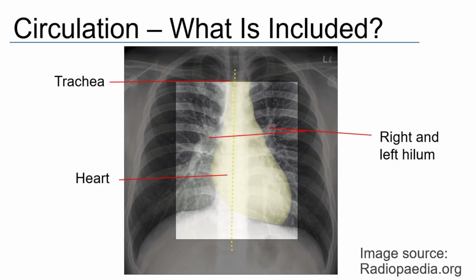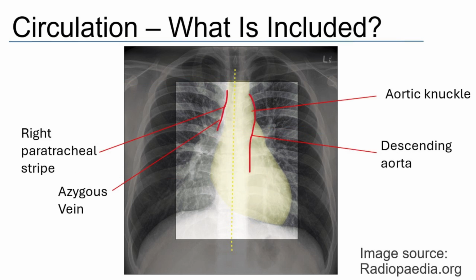What is included in circulation? Circulation is mainly focusing on the heart and the mediastinal contours. So we have the heart, the left and right hilum, the trachea, which we've mentioned in previous videos, the aortic knuckle on the left-hand side, the descending aorta, the right paratracheal stripe, and the azygous vein, both on the right-hand side. Now let's look at the heart.